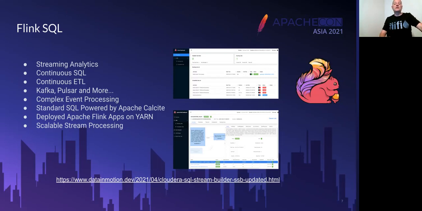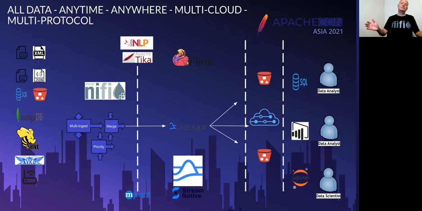I've got an article in there for an example of using one of the tools that makes Flink SQL a little easier. So this is an example architecture I have. All different types of data, anytime, anywhere you need to run it, multi-cloud, multi-protocols, whatever it needs. This is a good way to do this. Kind of a mix of Flip and Flank.